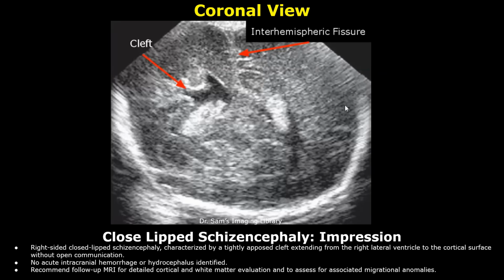Here's the impression. Right-sided, closed-lipped schizencephaly, characterized by a tightly opposed cleft, extending from the right lateral ventricle to the cortical surface without open communication. No acute intracranial hemorrhage or hydrocephalus identified. Recommend follow-up MRI for detailed cortical and white matter evaluation and to assess for associated migrational anomalies.